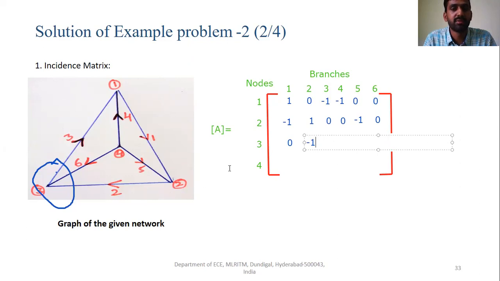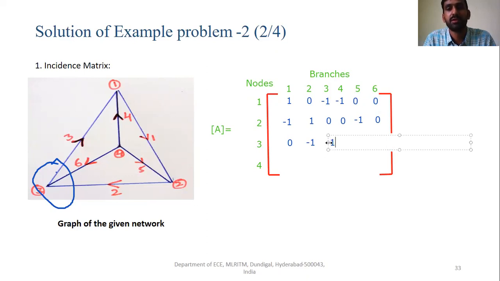So, what about branch number 3? Here is branch number 3, and this branch number 3 is also incident to node number 3, and here the direction of the current is leaving node 3. If it is leaving or oriented away from the node, the element is going to become plus 1.